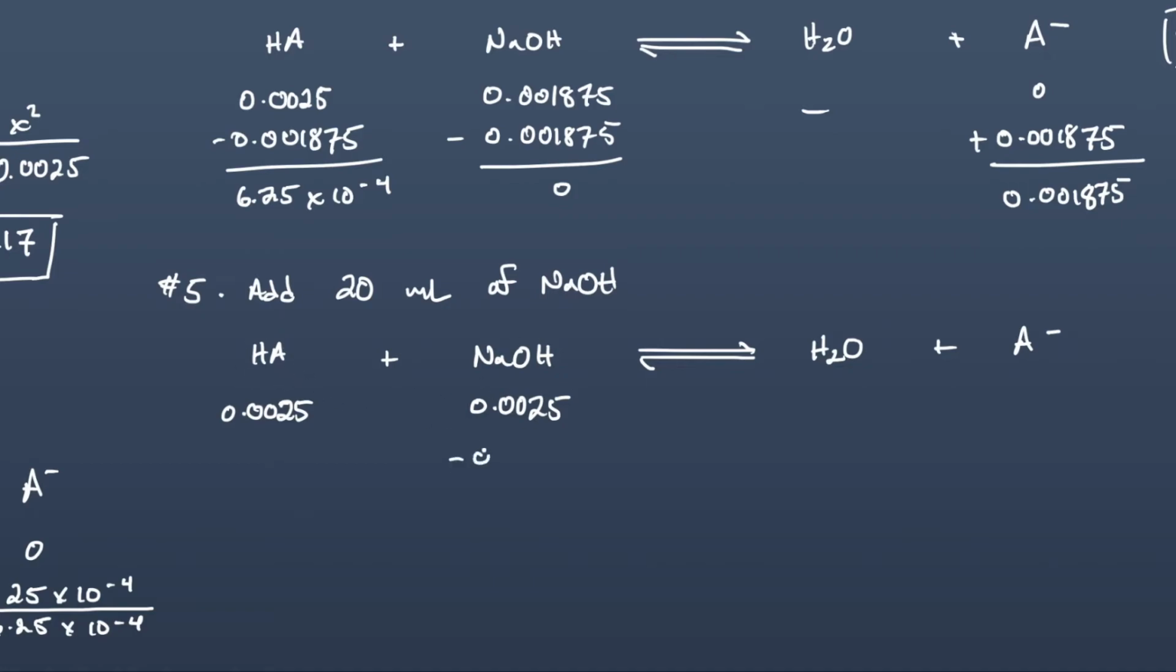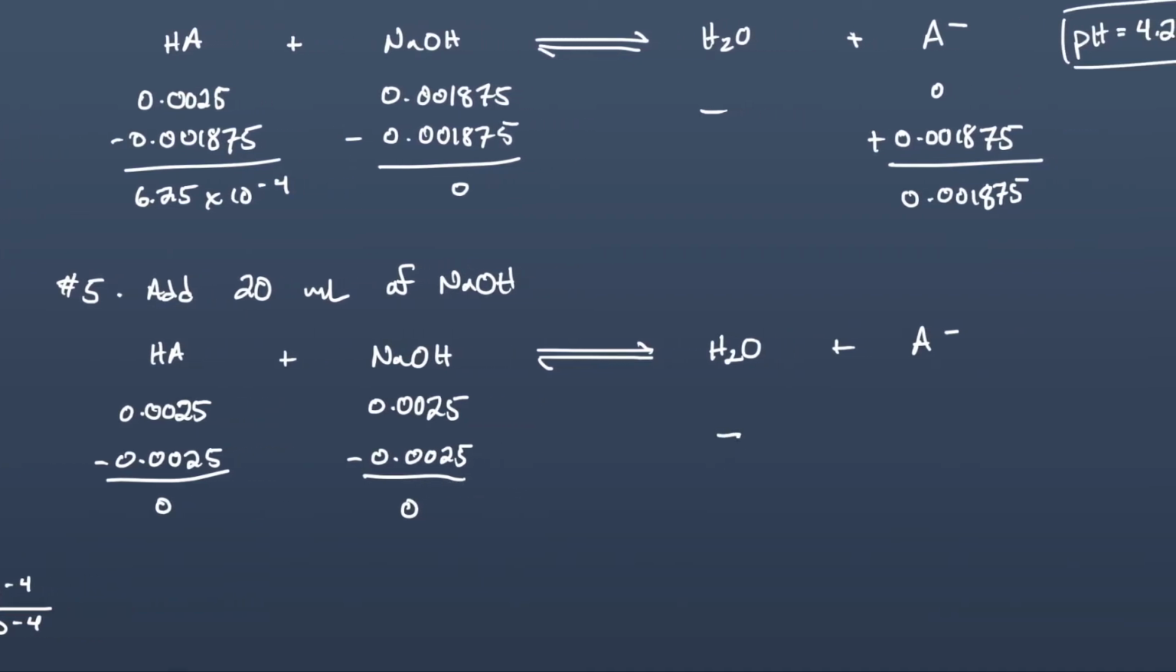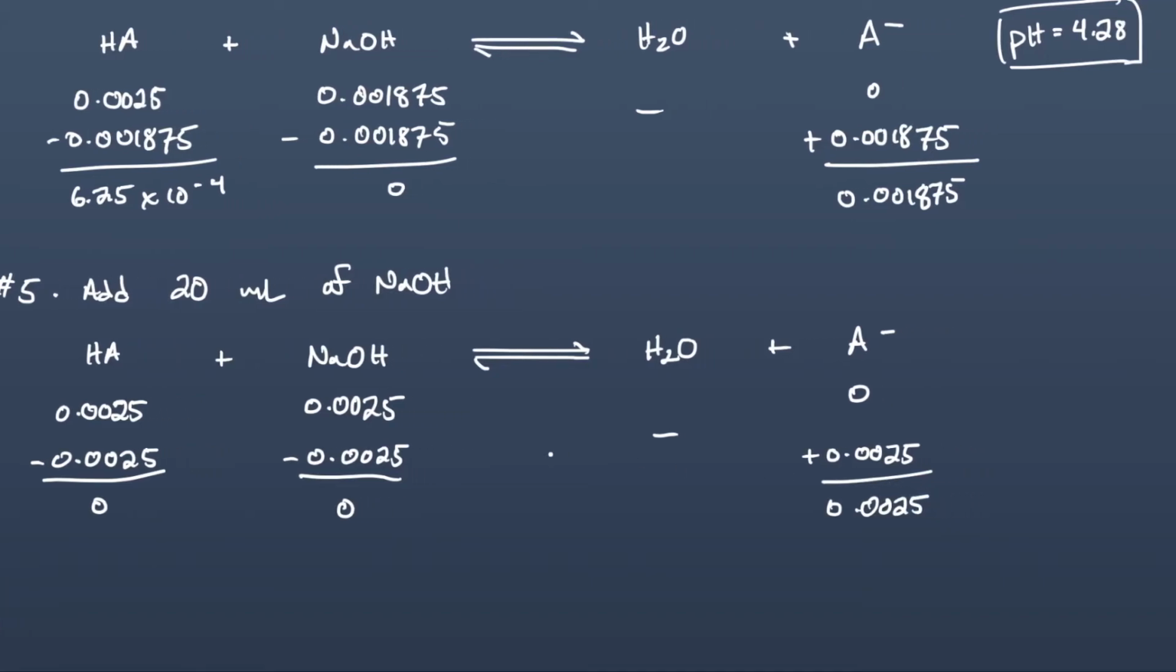And so when we subtract, you can already see what's going to happen. We subtract, we get 0 for this and 0 for this. Again, water, no. And we're going to add 0.0025. And we have 0.0025. Okay, so what do we do?